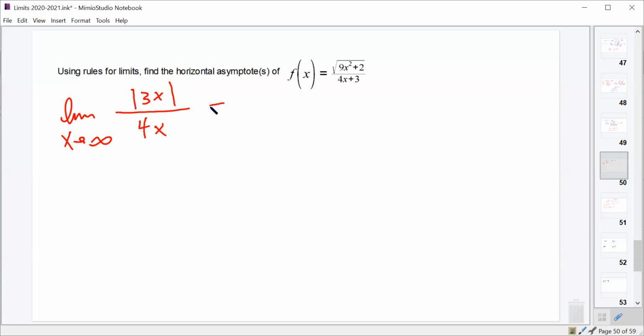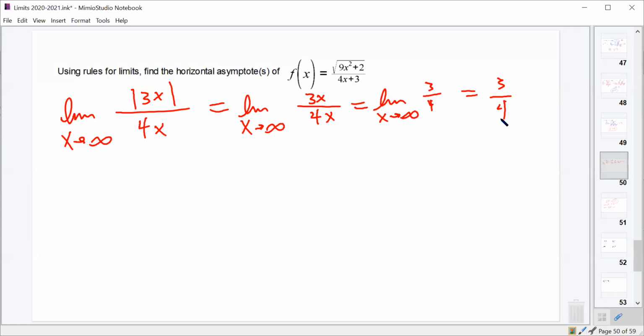So when you take the absolute value of a positive number, what do you get? You get exactly what was inside the absolute value to begin with. You guys agree? You get 3x? Okay, which becomes the limit as x approaches infinity of 3/4, because the x's can cancel, which gives you 3/4. Everybody okay with that? y equals 3/4 is our horizontal asymptote to the right.